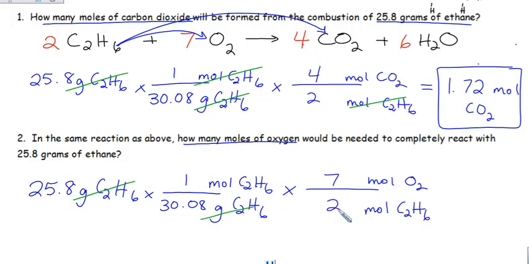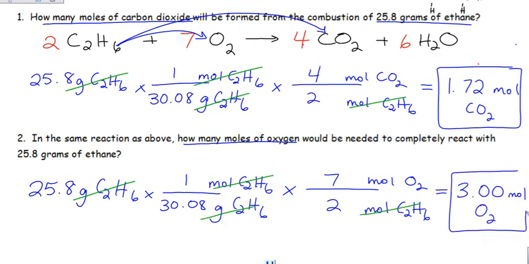Fabulous. We can cancel moles of ethane. You are gone. And then that's it. That's the setup. 25.8 divided by 30.08 times 7 divided by 2, with 3 significant figures. I'm going to say 3.00 moles of oxygen. There it is.